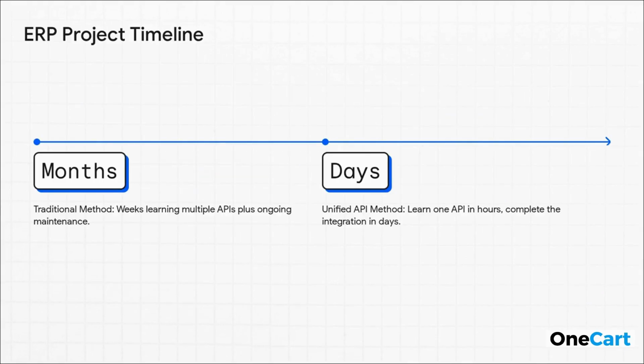And this timeline just says it all. The traditional way, you're burning weeks just learning the different APIs before you can even start coding. Then you have to build it, test it, and deal with constant maintenance. You're easily looking at a project that takes months. Now, look at the unified API method. Your developer learns one API, which takes a few hours. The whole project, done in days. The difference is just, it's night and day. We're talking about a massive reduction in upfront work and, maybe even more importantly, in the long-term headache of maintaining it all.